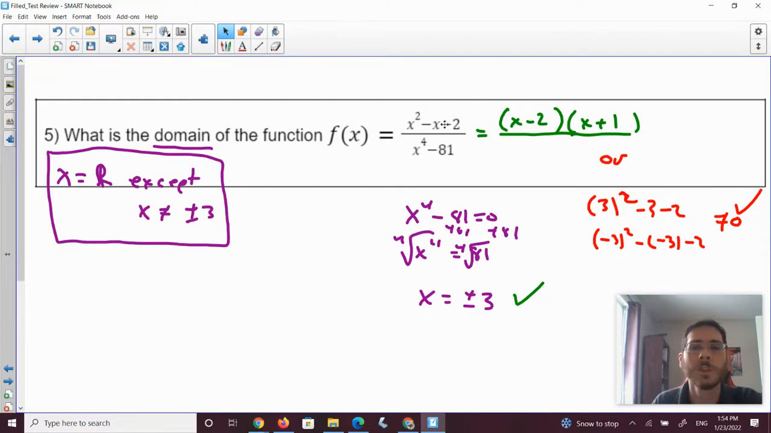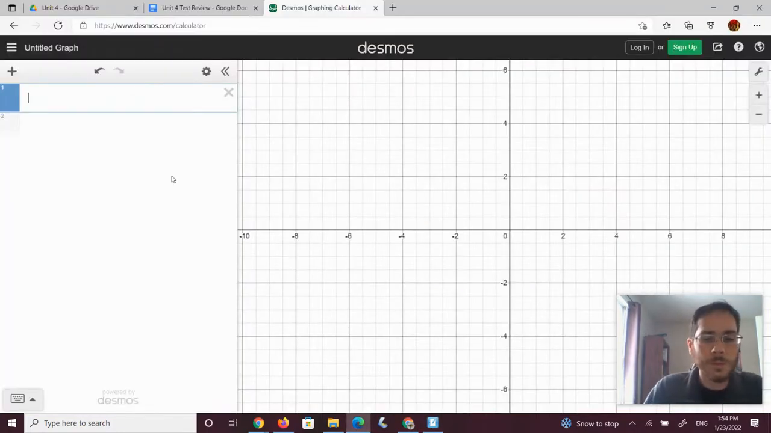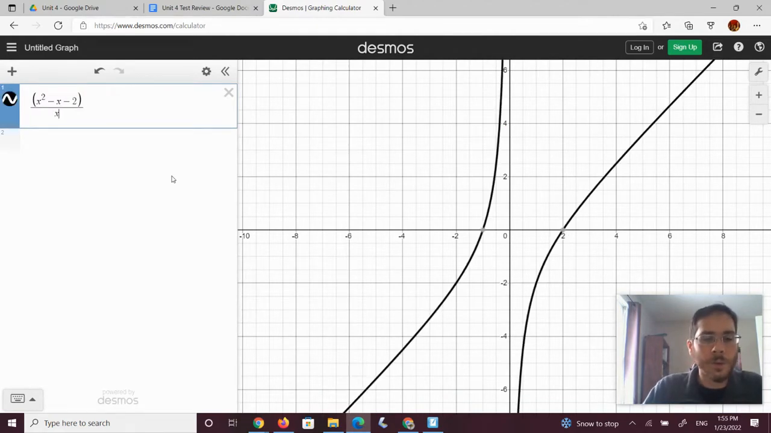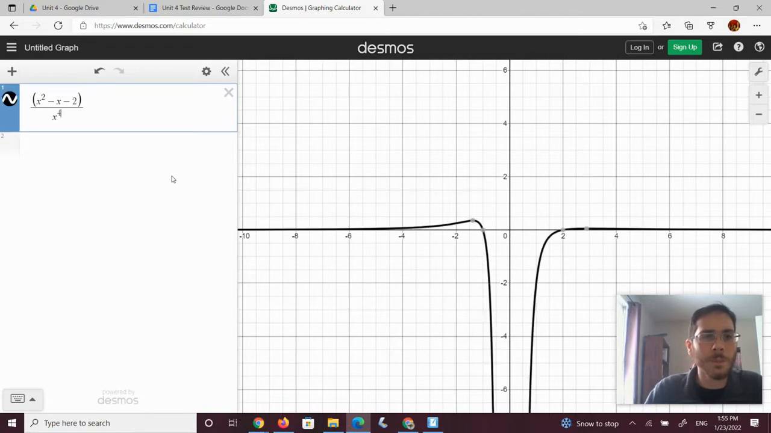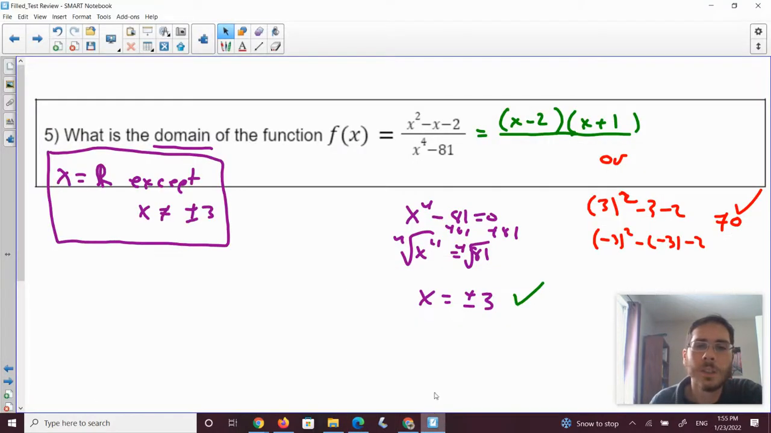If we type this into the graphing calculator, so let's put that in, 1, negative 1, negative 2. And it was x to the 4th over 80, minus 81. You can actually see, because our domain should never include the vertical asymptotes. So we can see right here, yeah, negative 3 and 3 are going to be where those asymptotes are. And yeah, negative 3 and 3 are the only places where our graph doesn't exist on the x. So kind of cool. We can actually check that one.